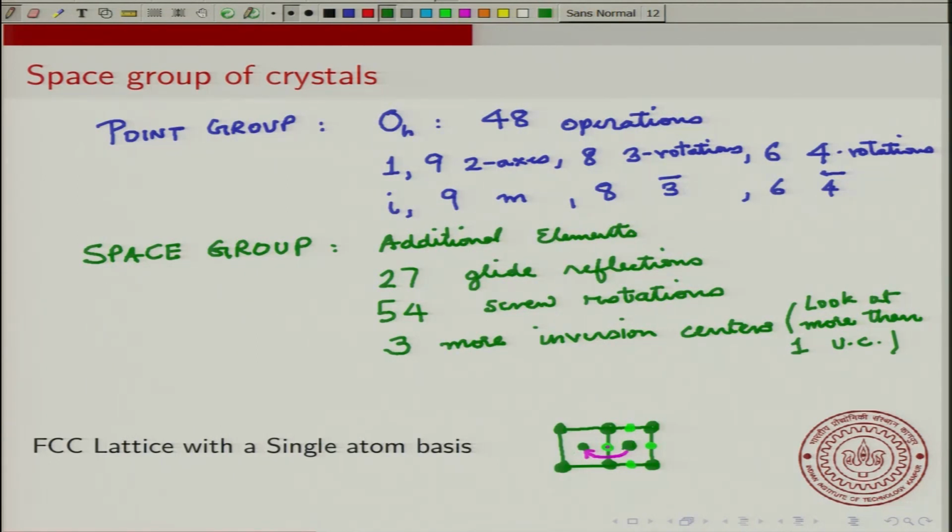Because of this additional inversion center and the fact that you can use more than one unit cell, you get many more rotations, and the total number of symmetry operations is 192. So from 48 you go by a factor of 4 to 192 operations. The full space group of FCC has 192 operations. I am not going to list all the 192, but you can see that you will have glide reflections, screw rotations, more inversion centers, and many more rotations. So you can see going from the point group which had just 48 elements to a space group that has 192 operations, there is a big change in the number of symmetry operations.